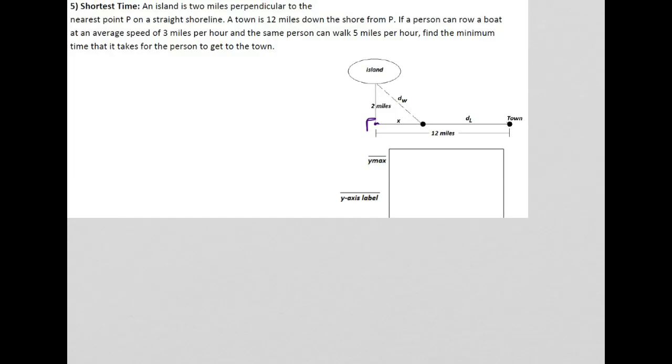And then we want to know if a person is rowing a boat from the island, where should they hit the shore in order to minimize the time it takes to get them to town? Because it takes them 3 miles per hour to row, but they can walk for 5 miles per hour, so they can walk more quickly. So we want to know what is the most efficient way to get to the town.